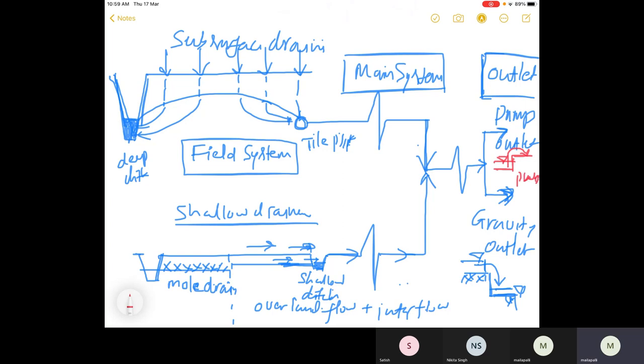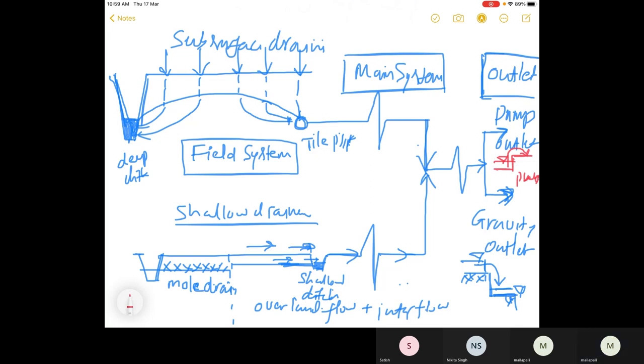So that's why there is the pump outlet and the gravity outlet. This kind of situation can be seen in a pump outlet case, mostly in the Netherlands. The Netherlands is below sea level, so you need to pump it out. All right.